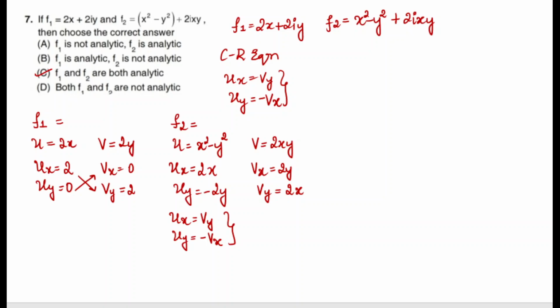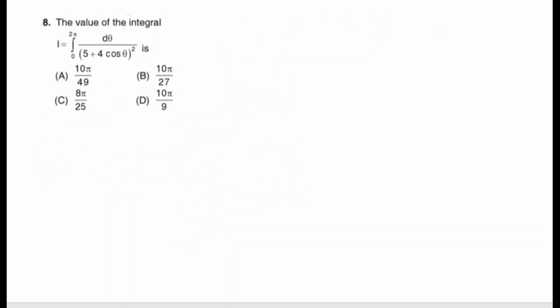Yes, let us proceed to the next question. In the next question, what we have, the value of the integral, that is I equal to the integral from 0 to 2 pi of d theta divided by (5 plus 4 cos theta) whole square is. Yes, this is what we have, right? Yes, let us solve this question. I am going to rewrite this question again.